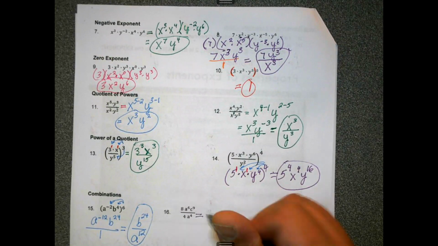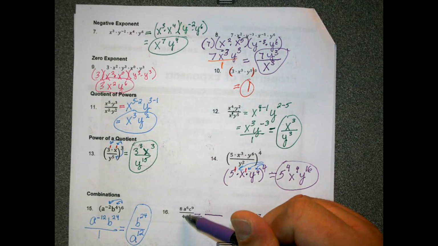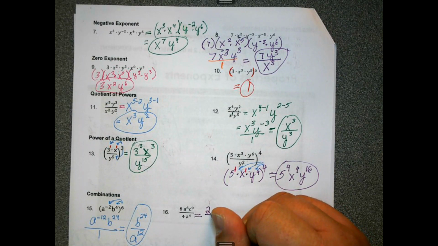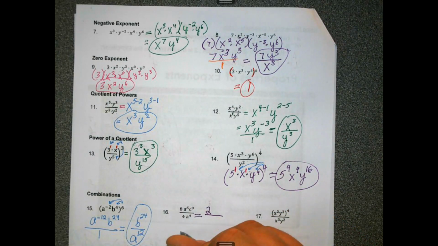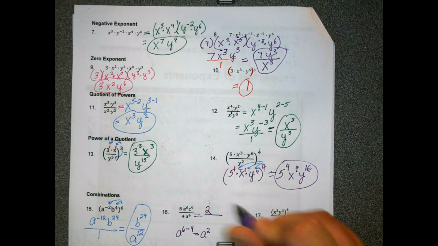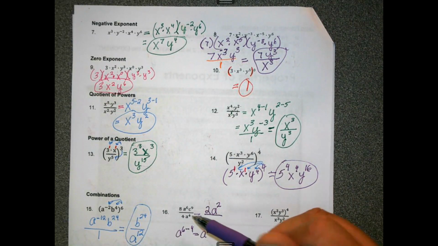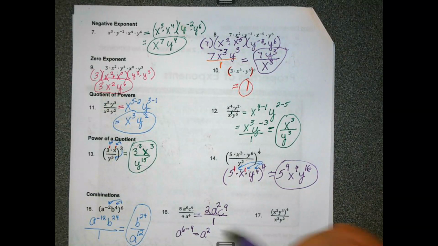Another way you can do these, you could leave it as a fraction. Let's see, I got 8 fourths. What is 8 divided by 4? Positive 2, right? A to the 6 minus 4. A to the 6 minus 4 is a squared. It's a positive exponent. It's going to stay in the numerator. And then I've got c to the 9th. And actually, since I don't have any negative exponents, I could just leave it as 2a squared c to the 9th.